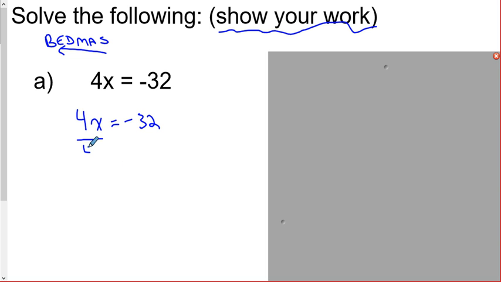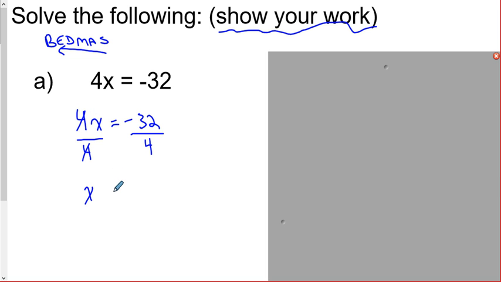We're going to divide both sides by 4. We can do that because both sides are equal. So as long as we do the same thing to both sides, it doesn't change the fact that they're equal. Okay, so 4 divided by 4 is just 1. That's going to cancel out, and we're left with just x. So we did it.